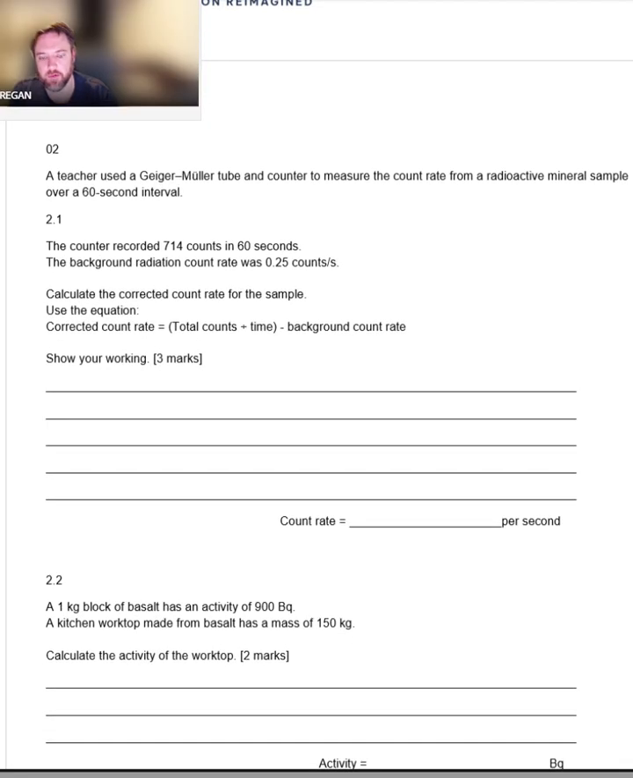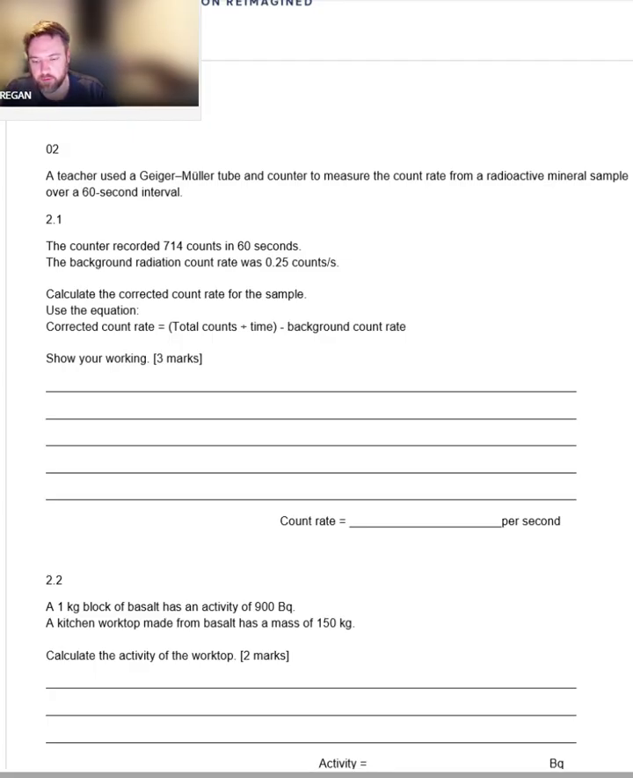Okay, so question 2 then. We've got a teacher using a Geiger Müller tube. A counter has measured the count rate from radioactive material sampled over a 60-second interval. So the counter has recorded 714 counts in 60 seconds. The background radiation count was 0.25 counts per second. Calculate the corrected count rate for the sample. We're given the equation, so use the equation. Corrected count rate is equal to total counts divided by time, and then subtract the background count rate.